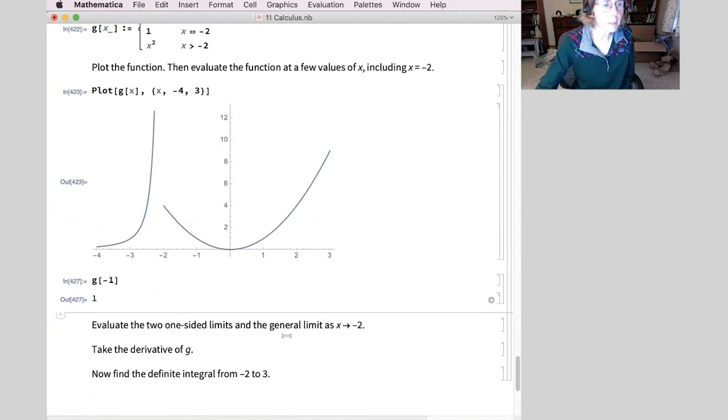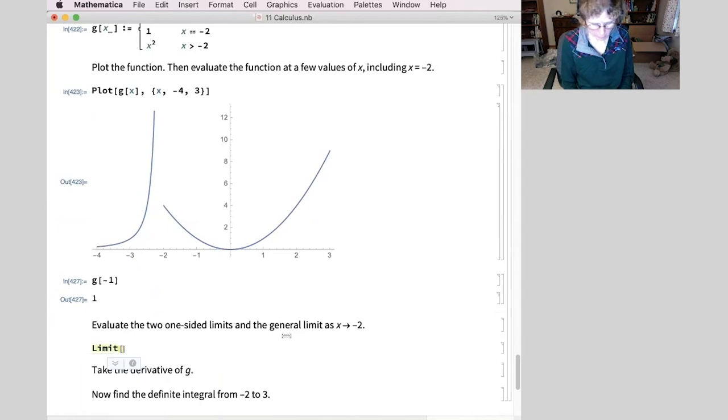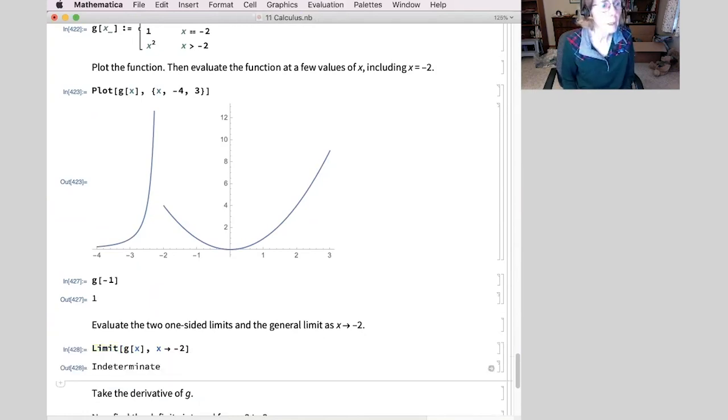Okay, now a couple of one-sided limits. So limit, I want g of x as x approaches negative 2. We'll do that first. Indeterminate, yep. Okay, then I'll come down and do this the cheap way so I don't even have to type again. It's actually more efficient. It's not cheap.